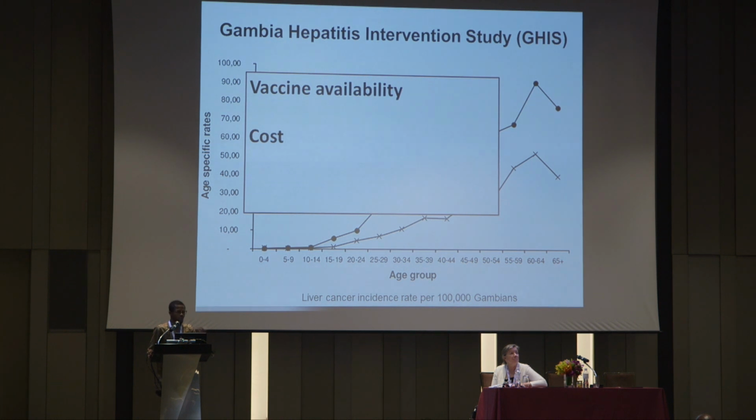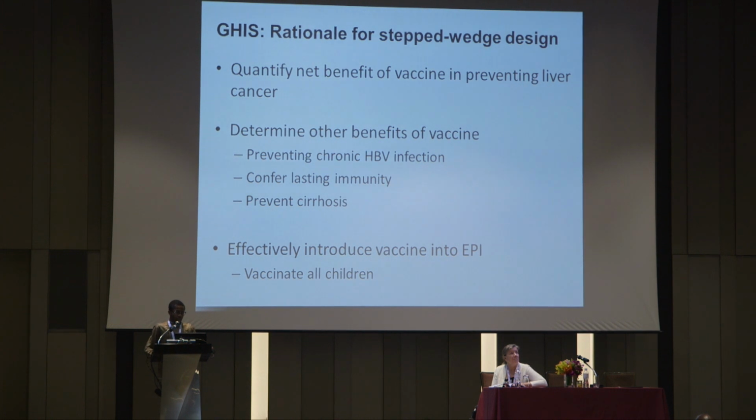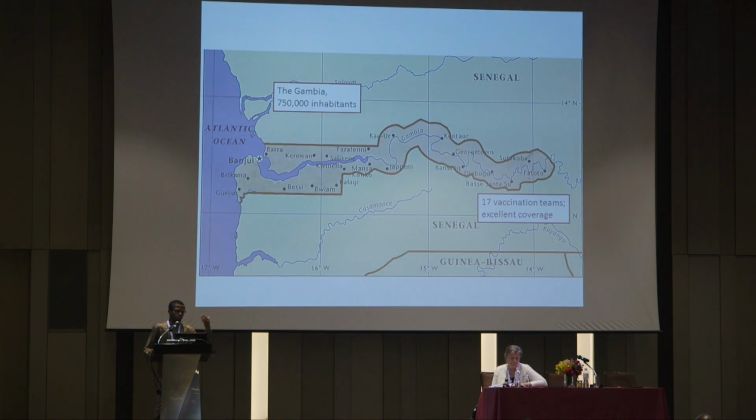Other challenges at the time were that, like with most new interventions, availability of the vaccine was very limited and it was extremely expensive. One dose of the hepatitis B vaccine cost more than all the other EPI vaccines available at the time. Therefore, the study designers designed a stepped wedge study to quantify the net benefit of preventing liver cancer without having to delay the mass rollout of the hepatitis B vaccine. And the stepped wedge also made it easier to implement the vaccination.